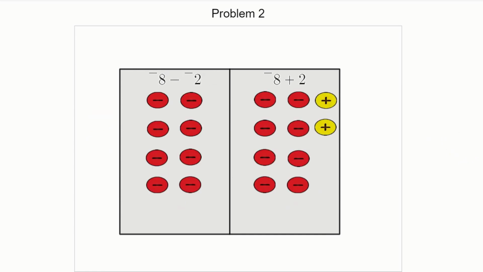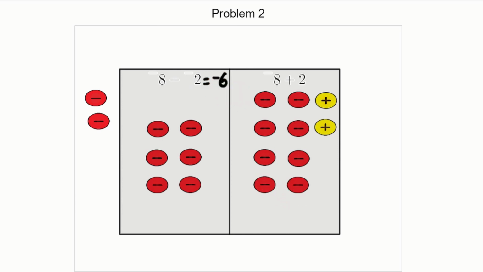Taking a look at our next problem, here we have negative 8 minus negative 2. What does this mean in terms of our chips? This is saying that we're starting off with 8 red chips, and I want to take away 2 red chips. So take away 1, take away 2. And it turns out that our answer is going to be negative 6.